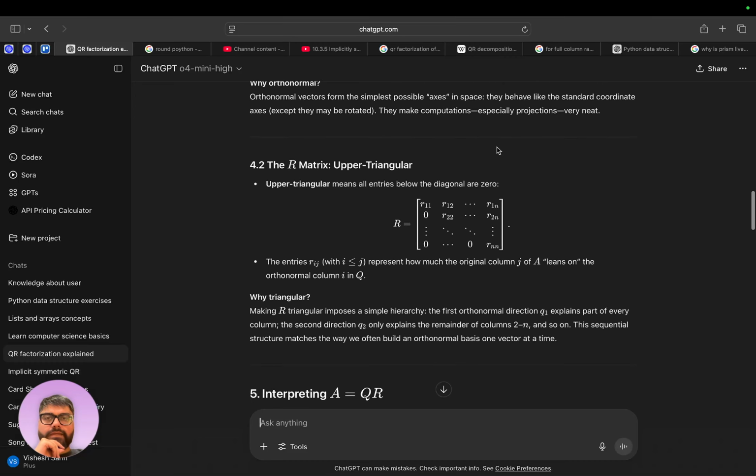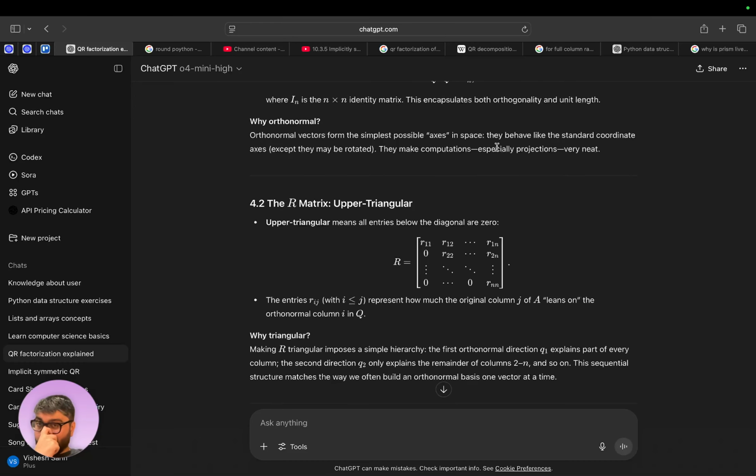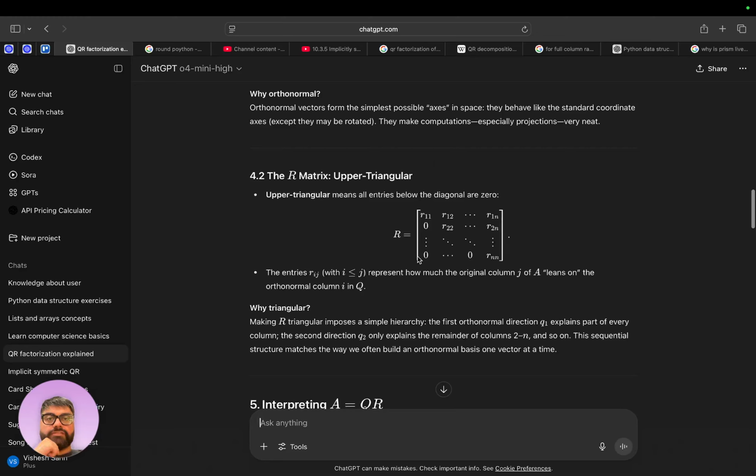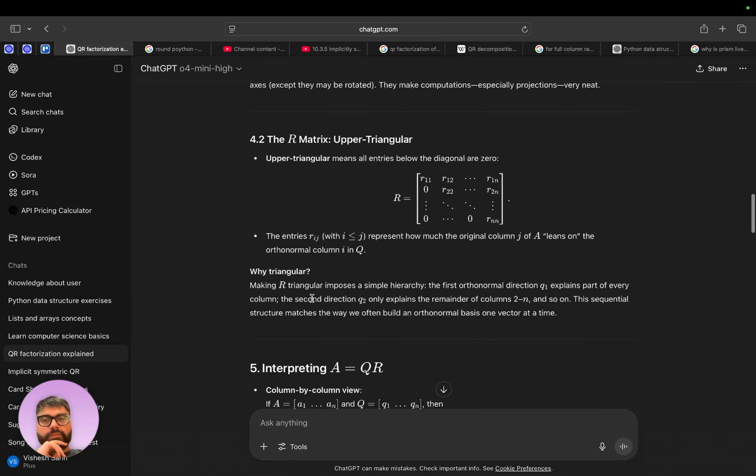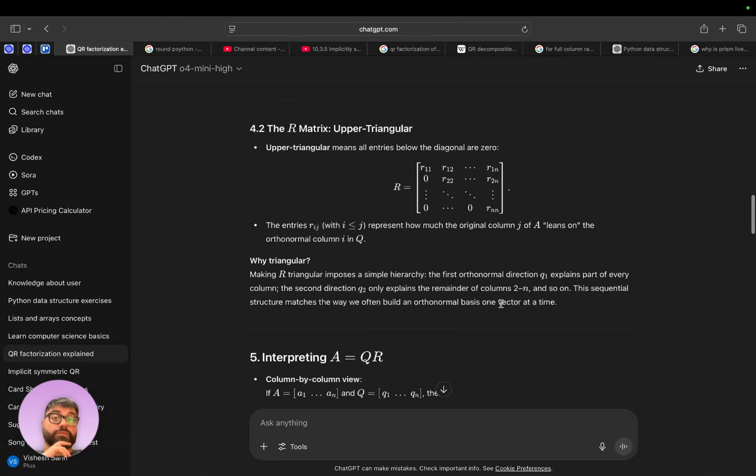And then the R matrix is upper triangular, meaning that all entries below the diagonal are 0. And why is it triangular? Making R triangular imposes a simple hierarchy where the first orthonormal direction Q1, the first vector in Q, explains part of every column. The second direction Q2, sorry, not the vectors in Q, the vectors in R, I think is what it's trying to say. I don't know why it's saying Q. Only explains the remainder of columns, etc. The sequential structure matches the way we often build an orthonormal basis one vector at a time.